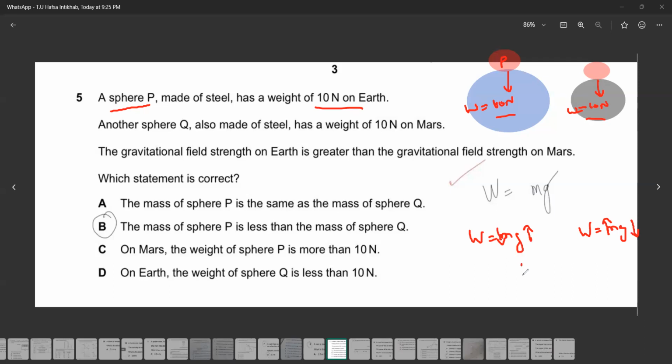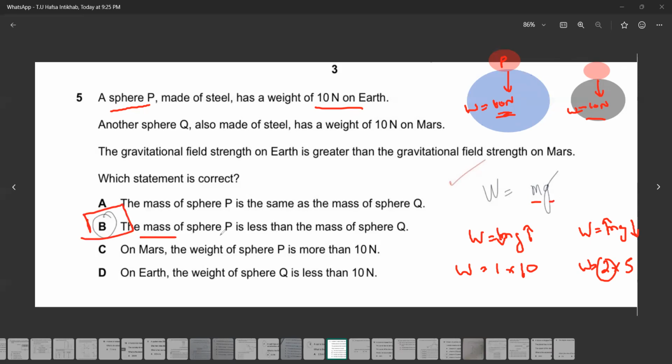So if I say the gravity of the Earth is 10, what will be the mass of the object to get the final result 10? So the mass of the object should be 1. And for example, if I say the gravity of the Mars is 5. So what should be the mass of an object to get 10? So it should be 2. So the object which is on Mars should have more mass as compared to the object on Earth. To have a weight of 10 Newton, it should be lighter, so that the product of mass and gravity should be the same. That's why B is the right answer.